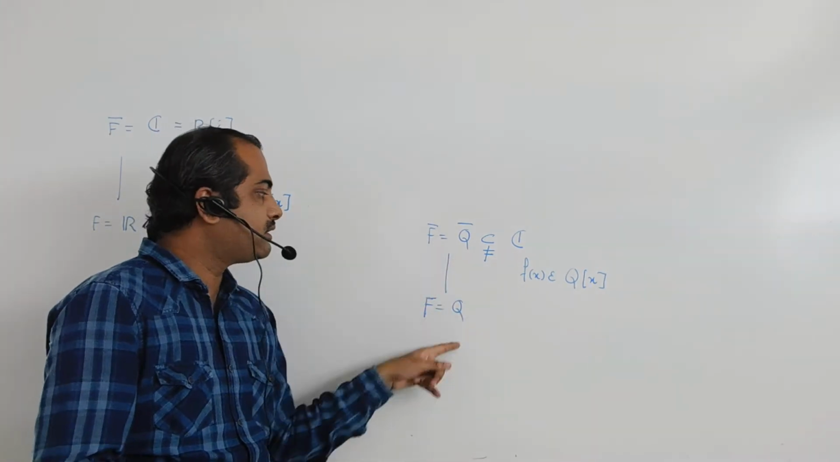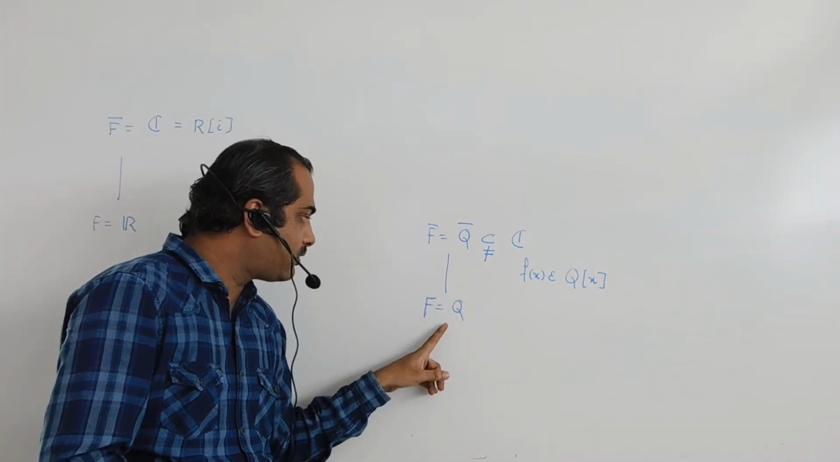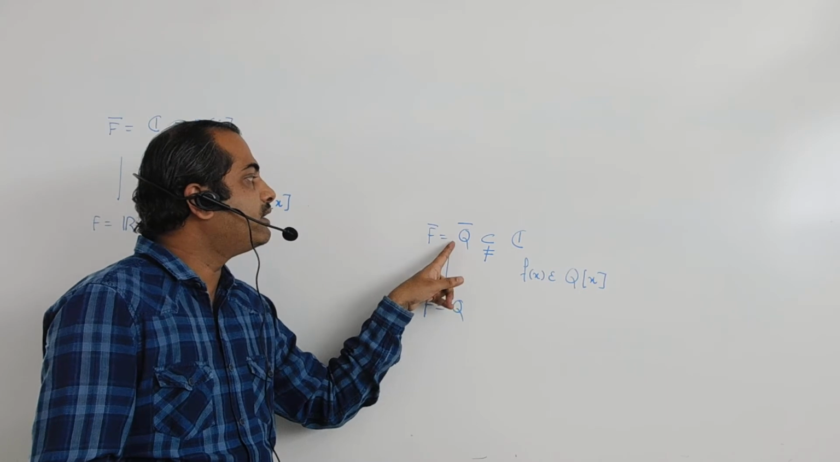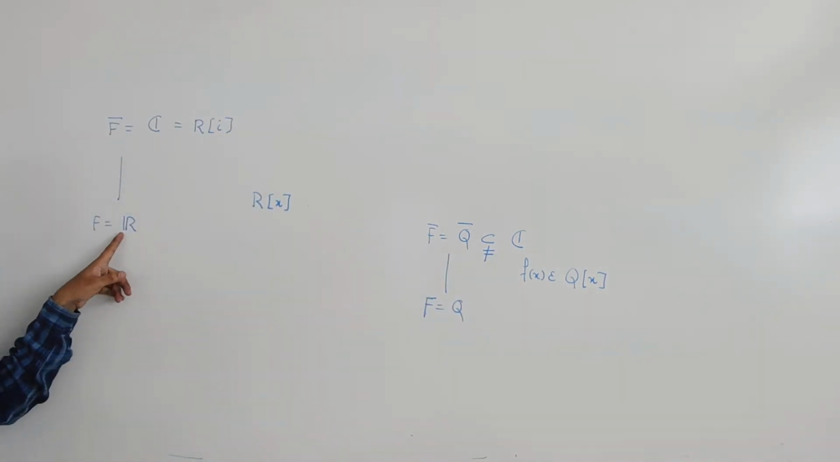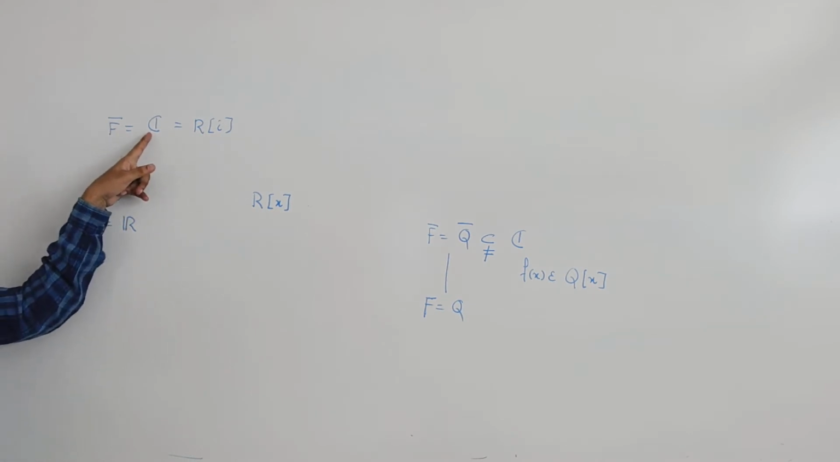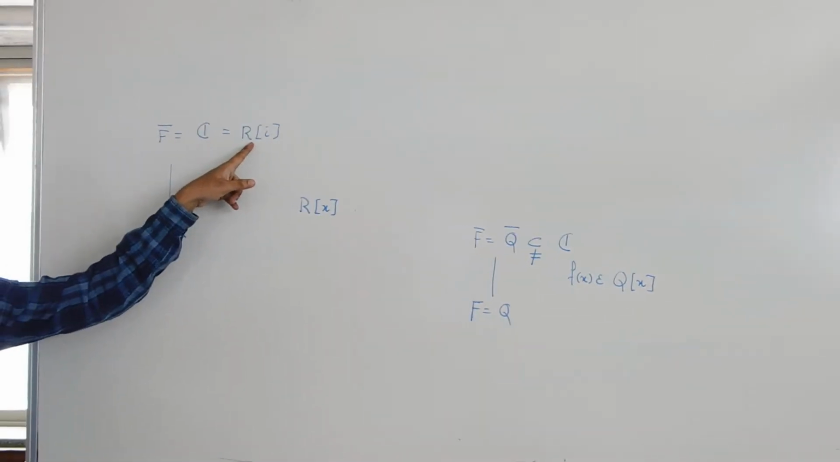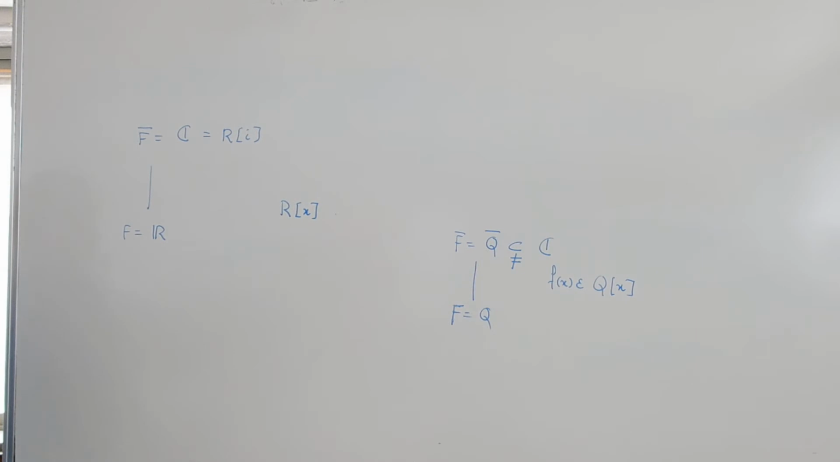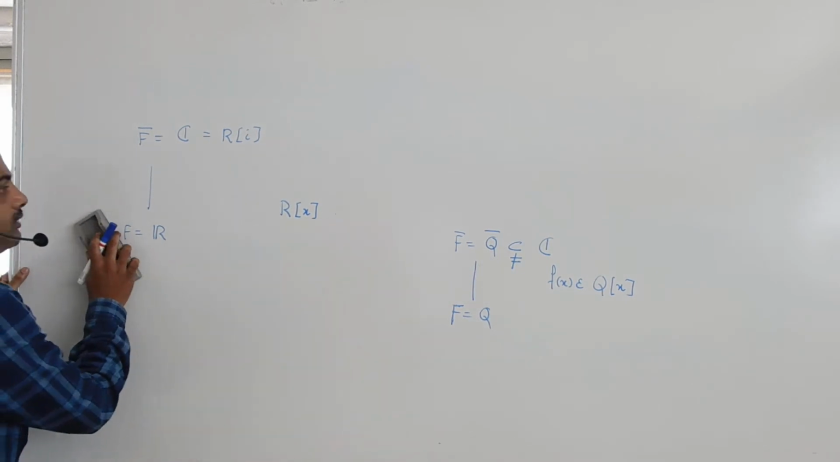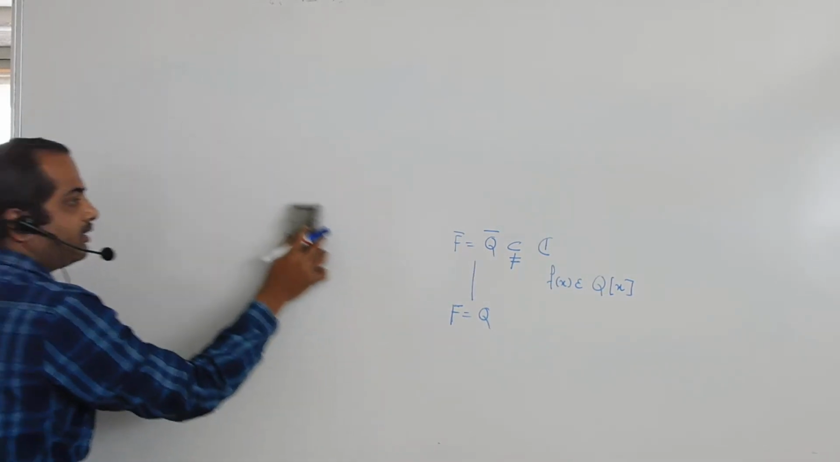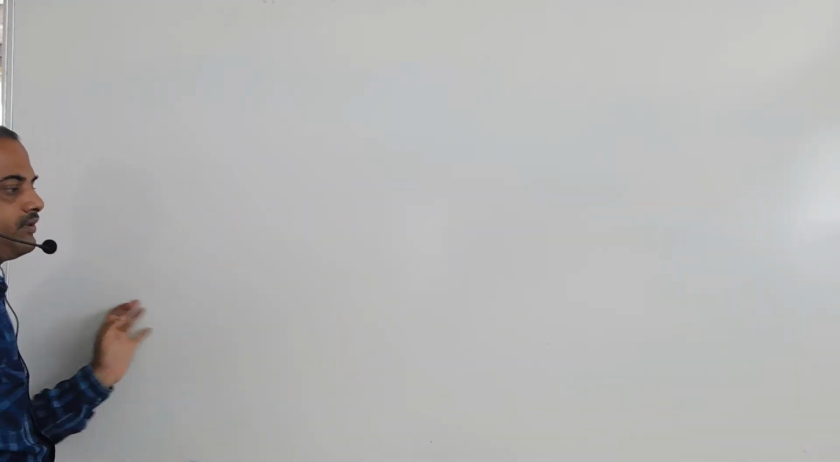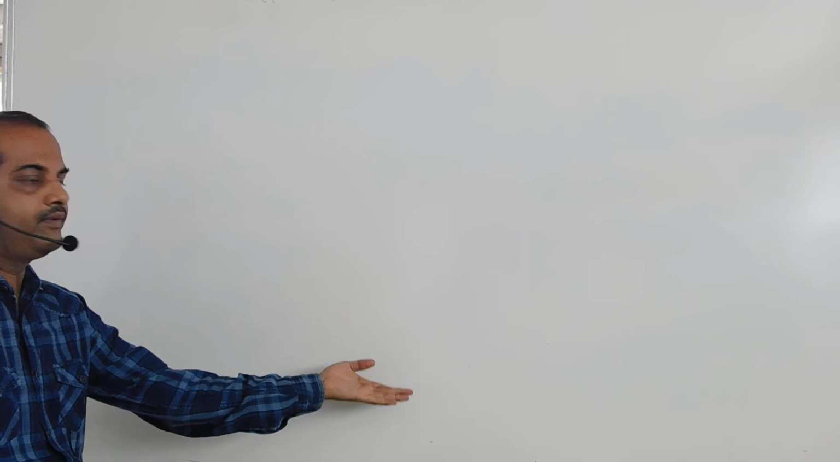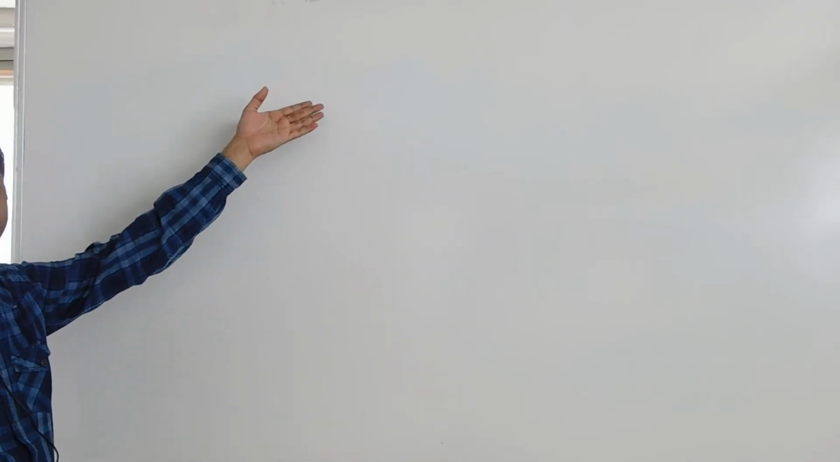So remember, this is an important example: the algebraic closure of Q is Q bar, and it is a proper subset of the complex numbers. The algebraic closure of the real numbers is the complex numbers, also denoted by R of i. So this is the difference. I cannot say that the algebraic closure of every field is always C. We have to attach all the other things also.